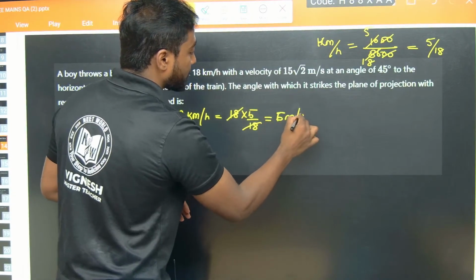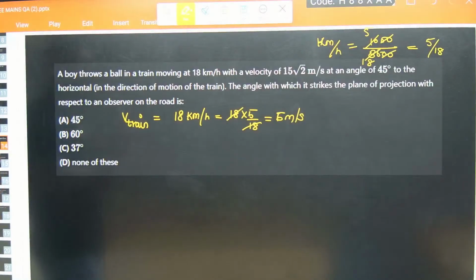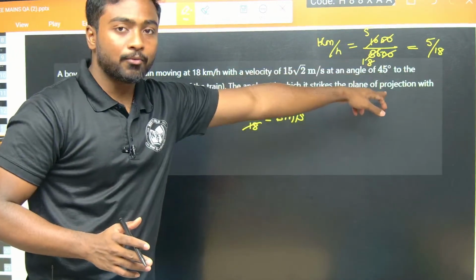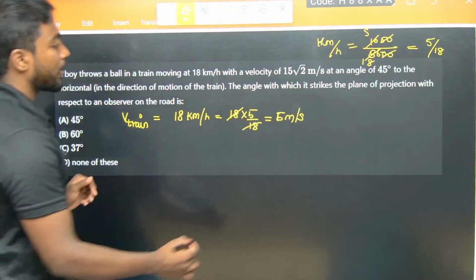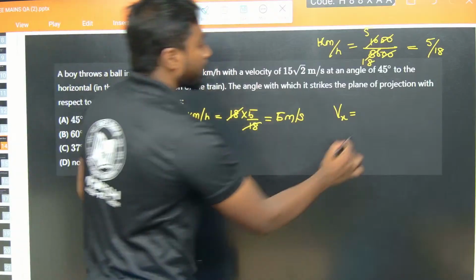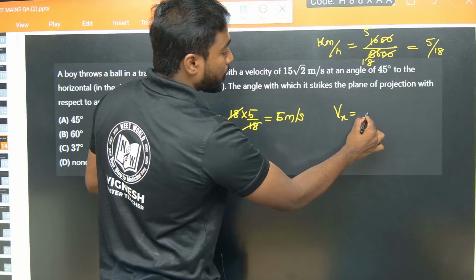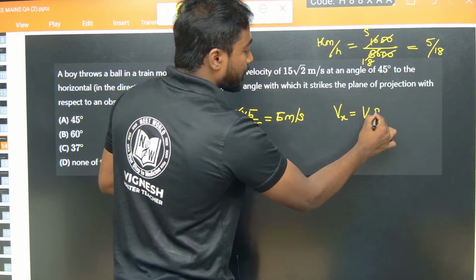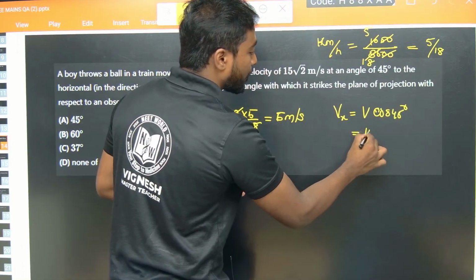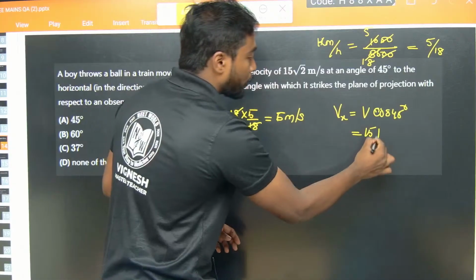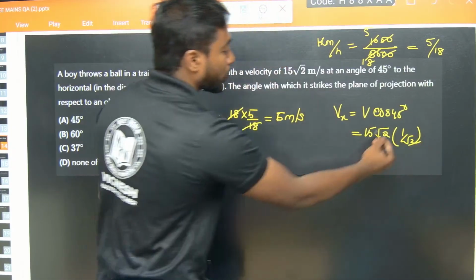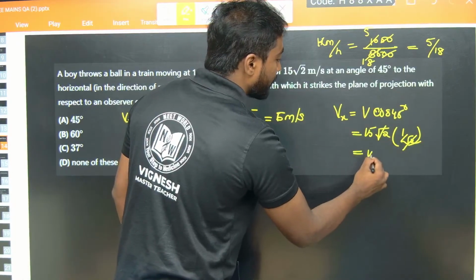5 meter per second. Okay. Now, what they are saying, velocity 15√2 meter per second at an angle of 45 degree. So, what should I do? Vx is equals to V cos 45 degree, which is nothing but 15√2 into 1 by root 2, no, cos 45 is 1 by root 2, root 2 and root 2 will get cancelled, it is 15.